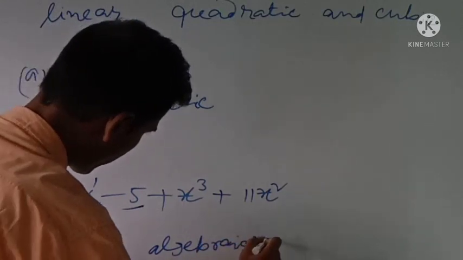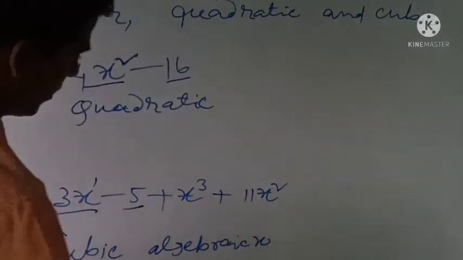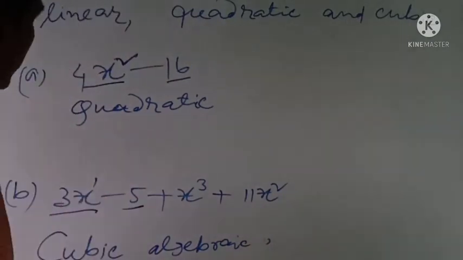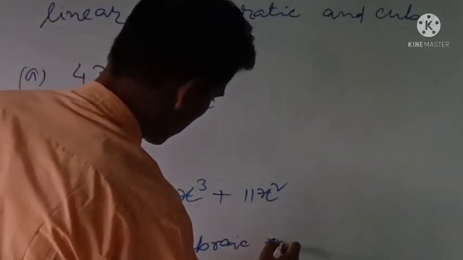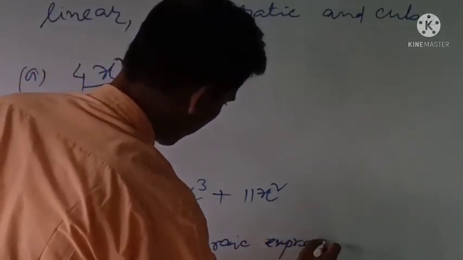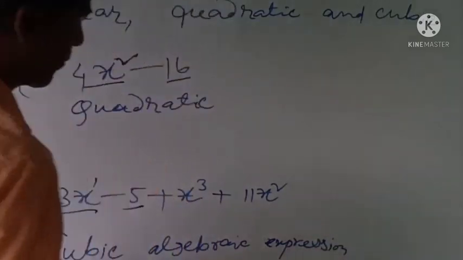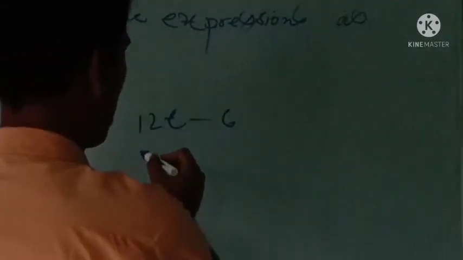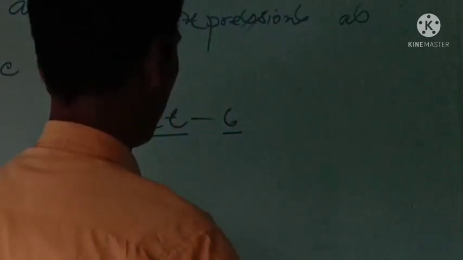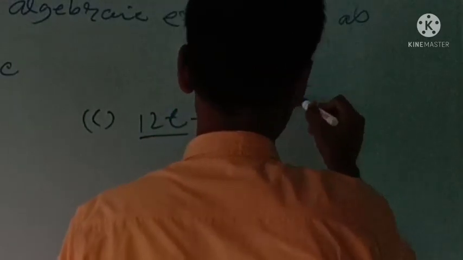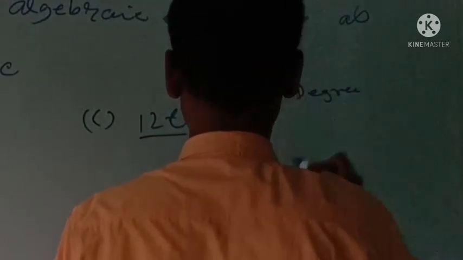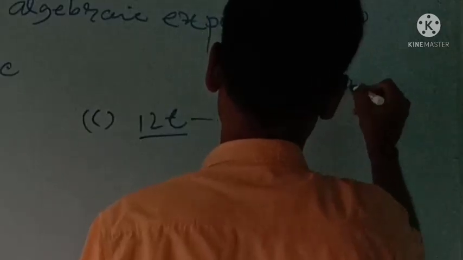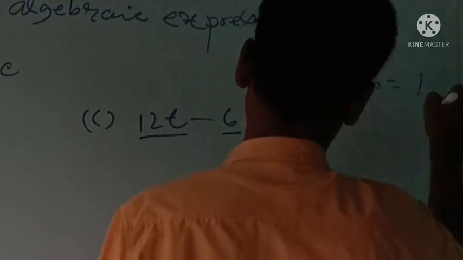Cubic algebraic expression. Are you getting me? Now see question number C. You have two terms. The first term is 12t and the second term is 6. So I'll find the degree first. The degree of 12t is 1.